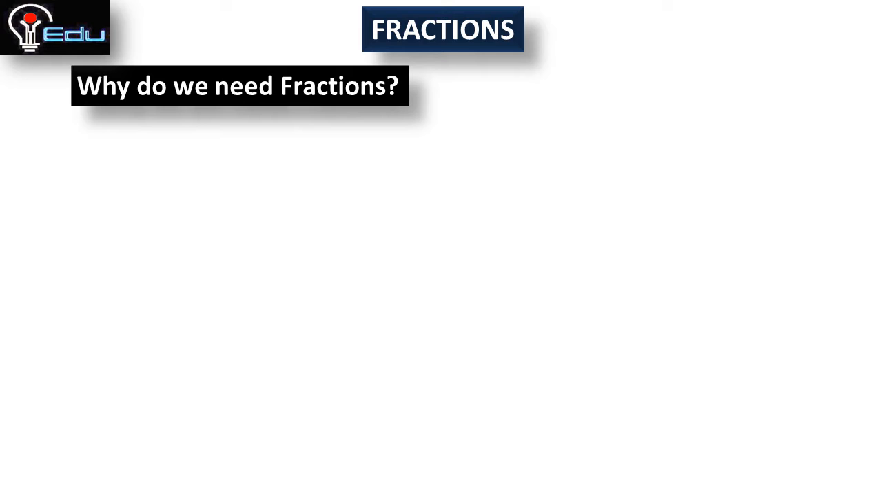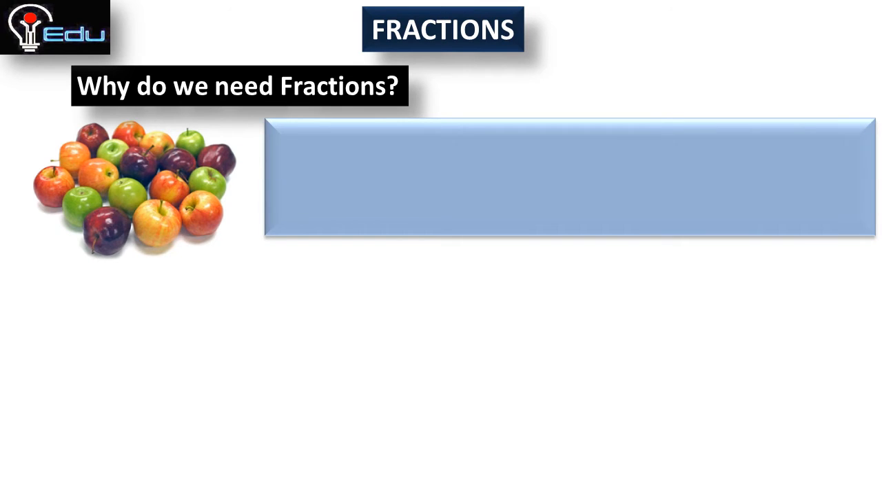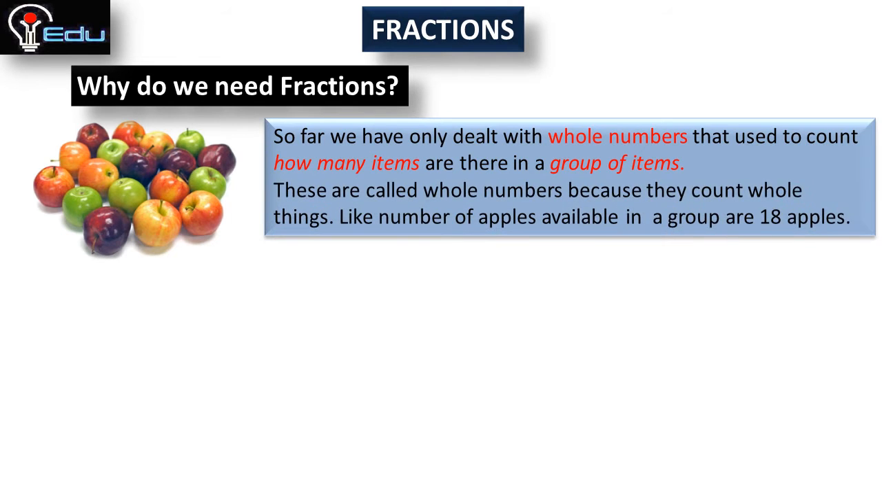Why do we need fractions? Here is a group of items, that is a group of apples. So far we have dealt with whole numbers that are used to count how many items are there in a group. These are called whole numbers because they count whole things rather than divided parts. Like the number of apples available in a group, 18 apples are there, the total bunch of apples is 18.